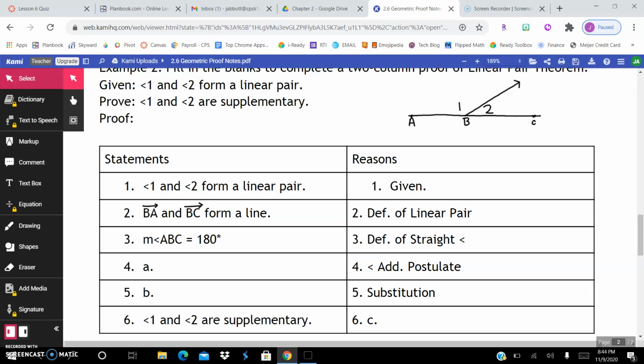Then looking at that, if they form a linear pair, they form a straight line, then ray BA and ray BC form a line. So if angles 1 and 2 form a linear pair, that means they form a 180-degree angle, then those two rays are going to form a line. And that is the definition of a linear pair.